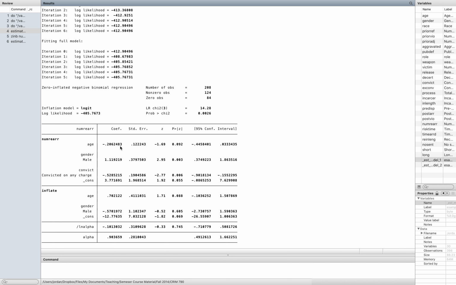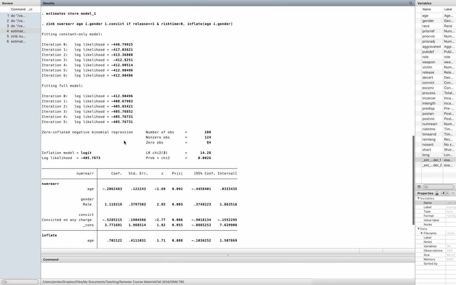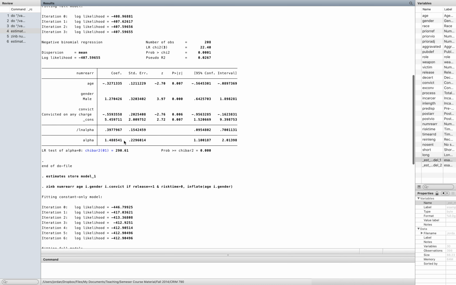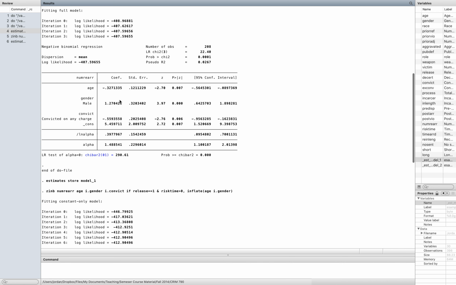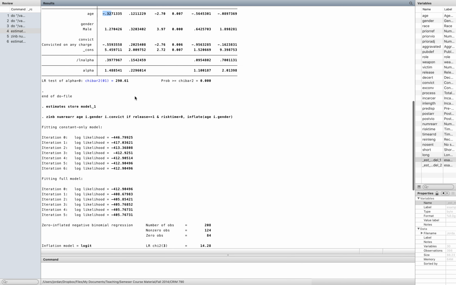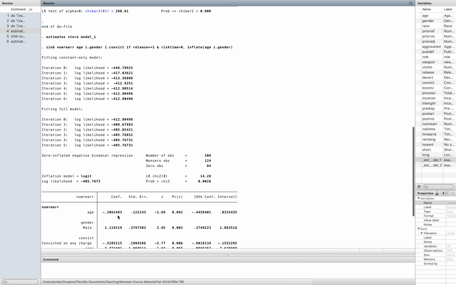It's distinguishing between the certain zeros and the non-certain zeros, where negative binomial regression doesn't account for that. Now, the reason why I wanted you to run the original negative binomial regression is just to compare. So if you actually look at the negative binomial regression that we ran first, the age coefficient is negative 0.327 and is significant. Here is negative 0.206, and you see that it's a little bit different. It's not significant here.